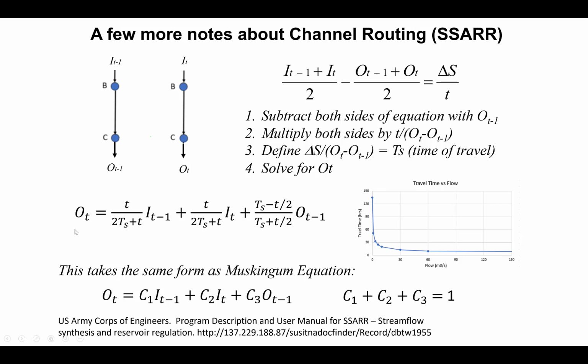stream. This equation has the same form as the well-known Muskingum equation, where the term multiplying the inflow from the previous time step is a routing coefficient C1, and then you have the other terms representing routing coefficients C2 and C3. The same condition for Muskingum and other routing methods, that the sum of all three coefficients is equal to 1, is also maintained here.